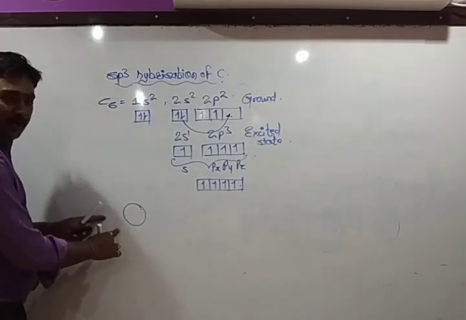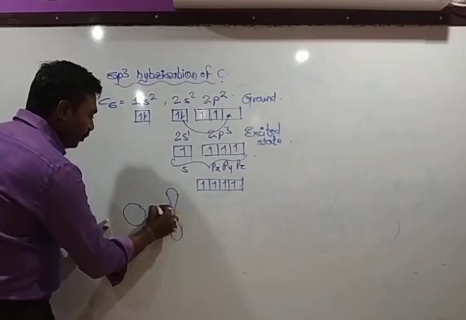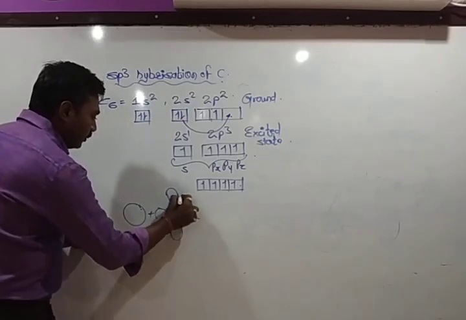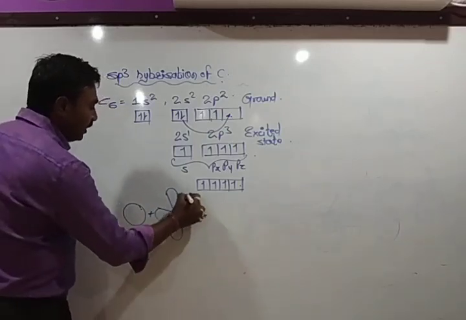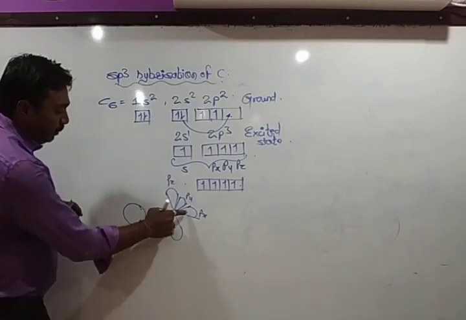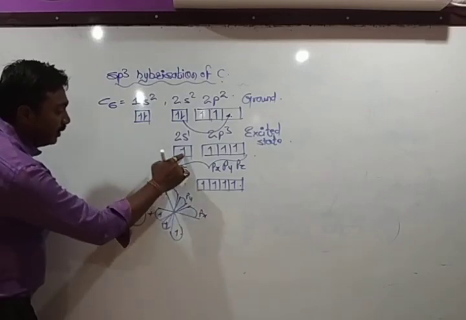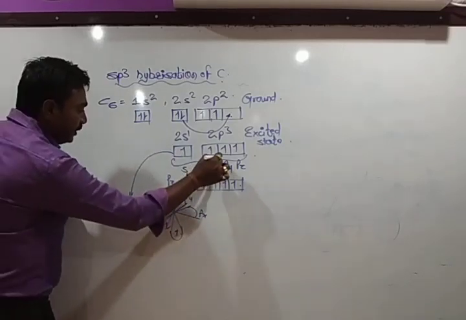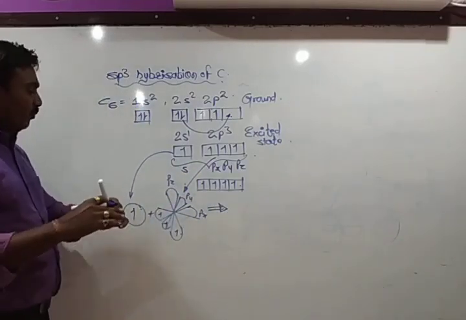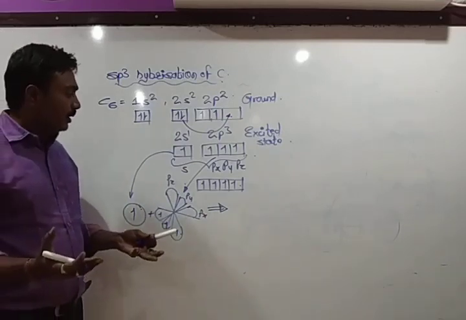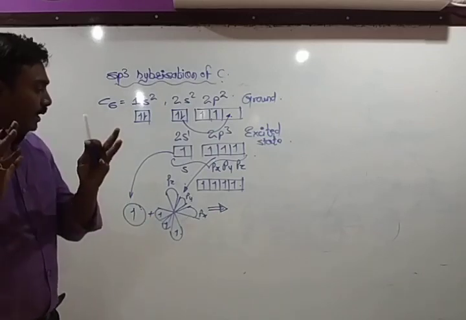The s orbital is spherical in shape, and what is the shape of the p orbital? Dumbbell shape. This one is px, this one is py and this one is pz. These three dumbbell shaped p orbitals each contain 1 electron, and the s orbital also contains 1 electron. All these four orbitals combine with each other and form new orbitals. Hybridization is the concept of mixing and recasting the orbitals of maximum symmetry and minimum energy.